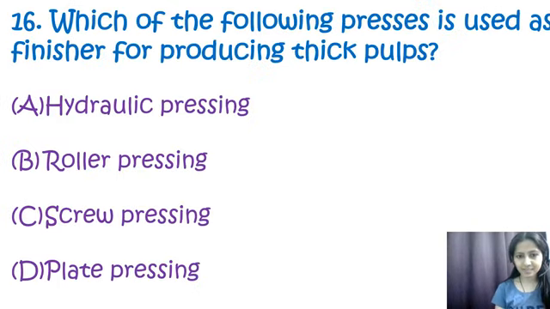Question number 16. Which of the following press is used as a finisher for producing thick pulps? Options are hydraulic press, roller press, screw pressing, and plate pressing. So over here the most appropriate answer is C, that is screw pressing. In the process of pulp and paper manufacturing, screw pressing is often used as a finisher for producing the thick pulps. So option C is correct.